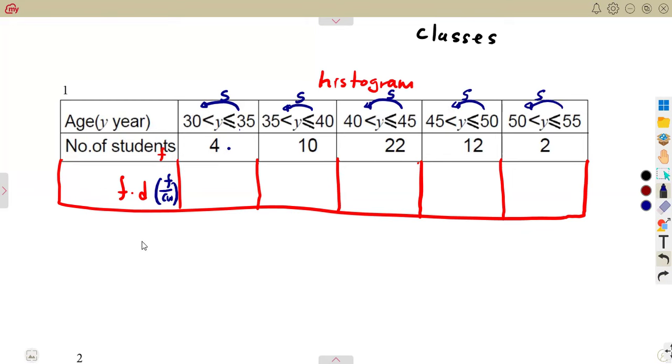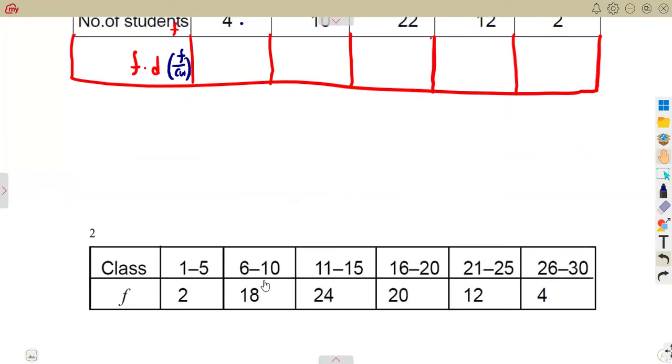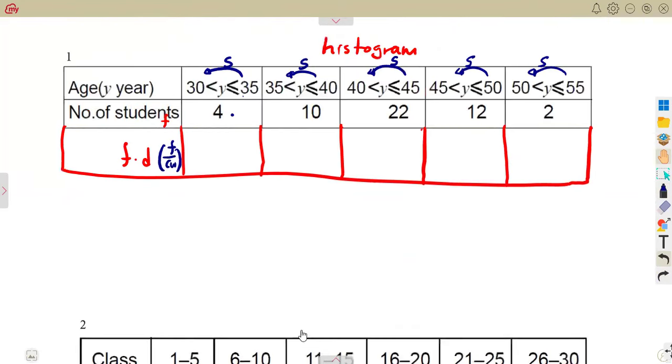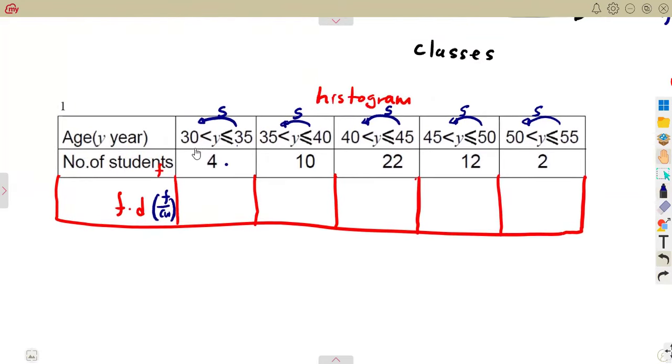Remember, I talked about this in the introduction: when you're given a class like this, the class width is just the difference. But when you're given a class written differently, you're going to notice some differences there. So for this one, 30 is not involved, so it's just 35 minus 30. You are done. So that is the class width. Check your introduction, guys, on the grouped data when I explained about the class width.